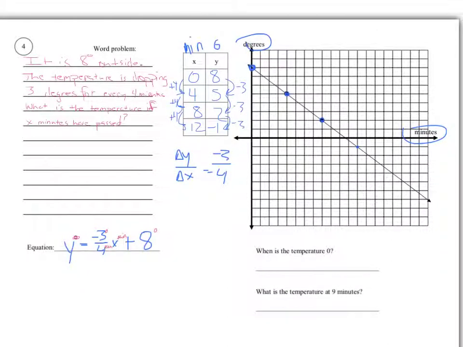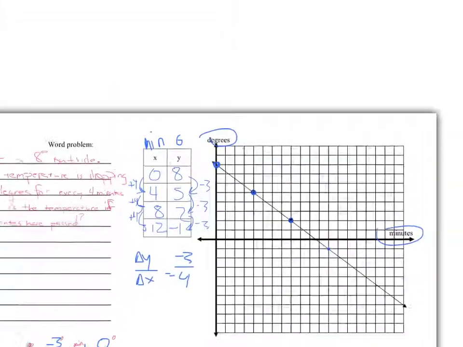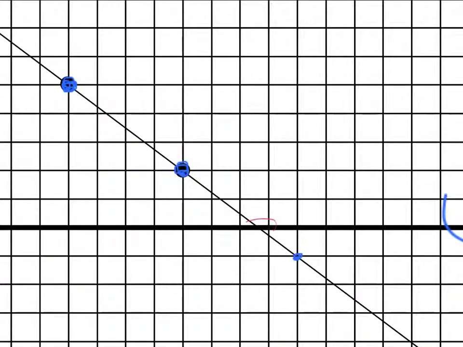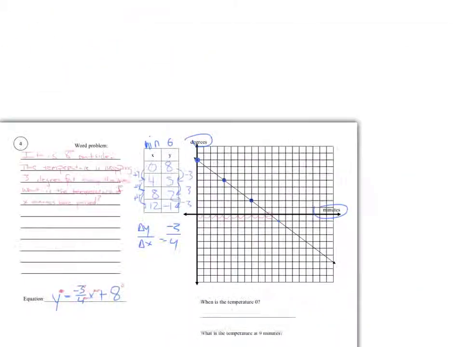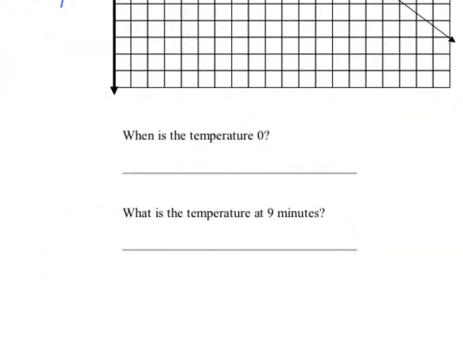When is the temperature 0? So temperature, that's degrees, that's my y. When is my y 0? Well, I can see it on my graph here. Somewhere between, I'm going to have to count this out. 1, 2, 3, 4, 5, 6, 7, 8, 9, 10. Somewhere between 10 and 11. So if I don't want to actually go through and solve out what it actually is, it's totally fine. You can tell me this is approximately 10.5.